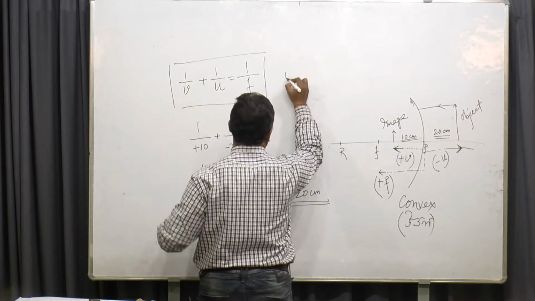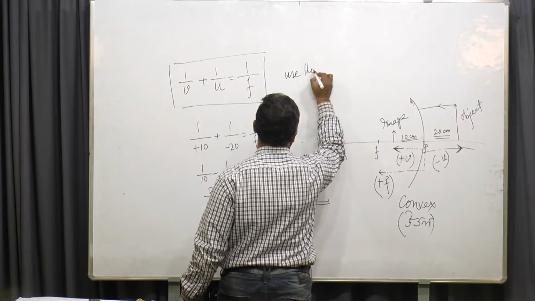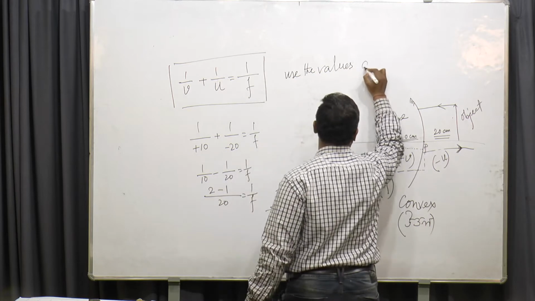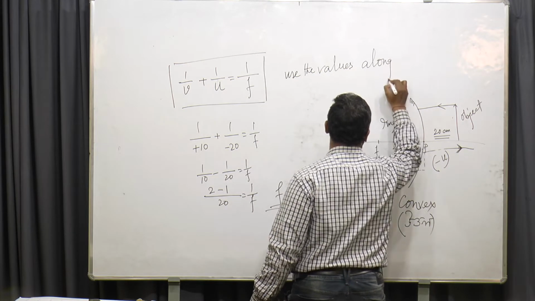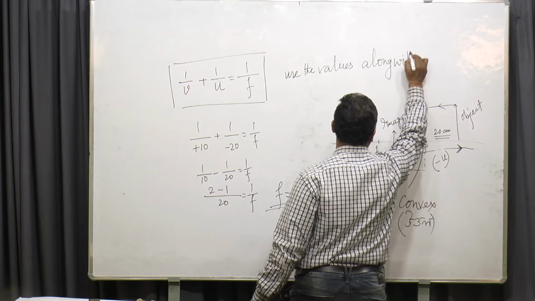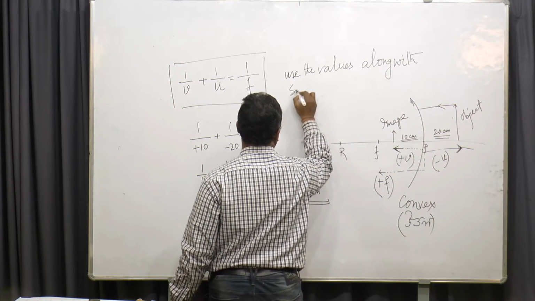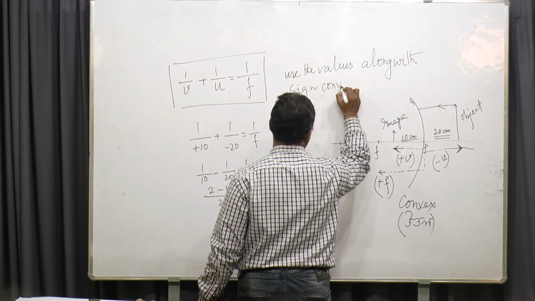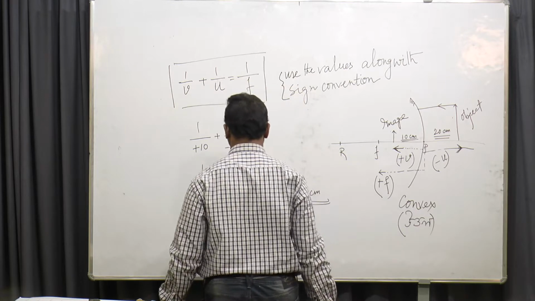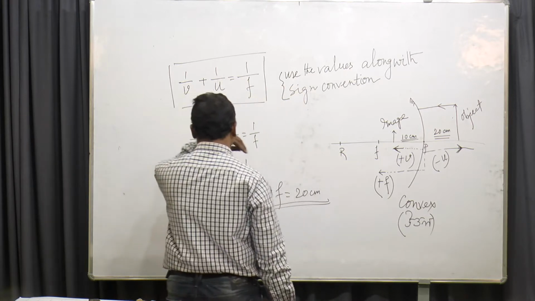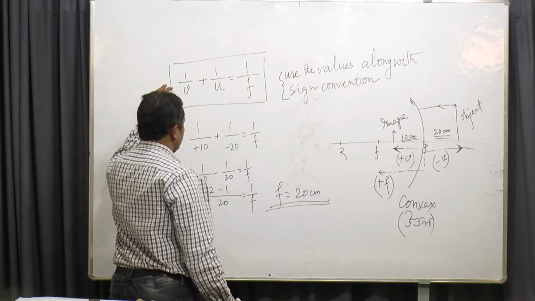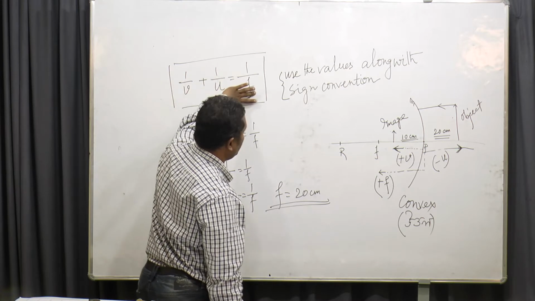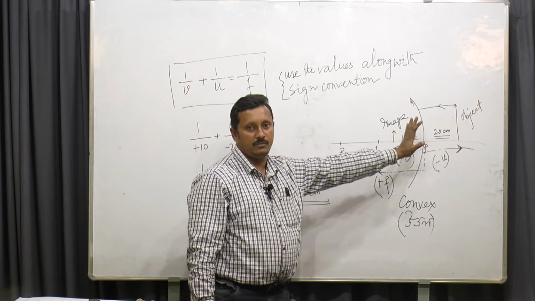Remember, you use the values along with sign convention, otherwise the result will not come. So this is the relation between image distance, object distance and focal length of a spherical mirror.